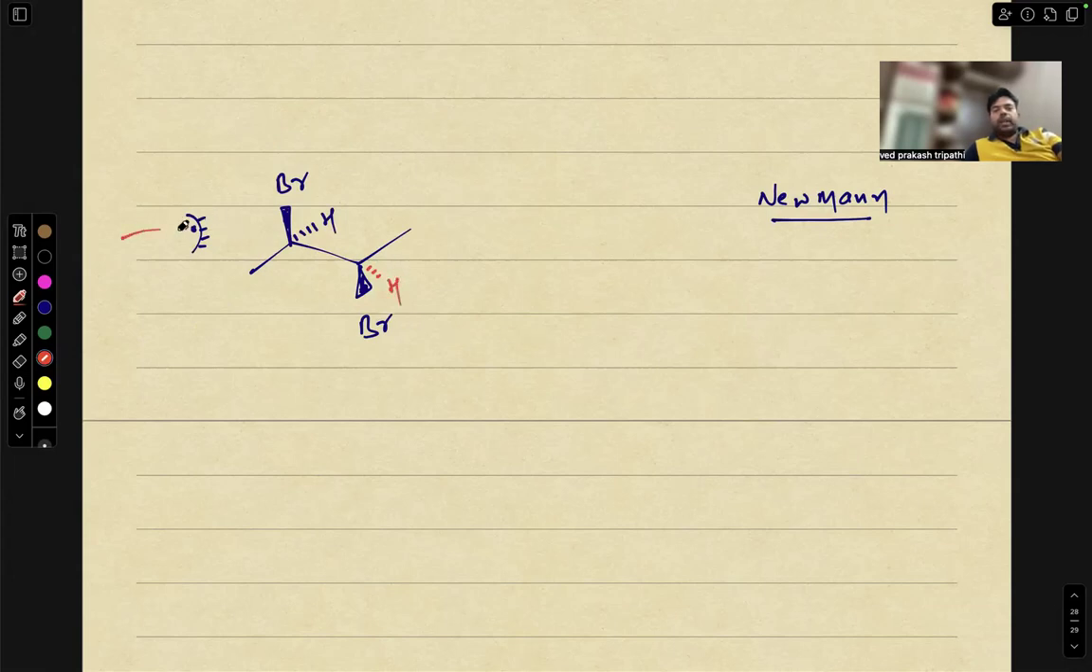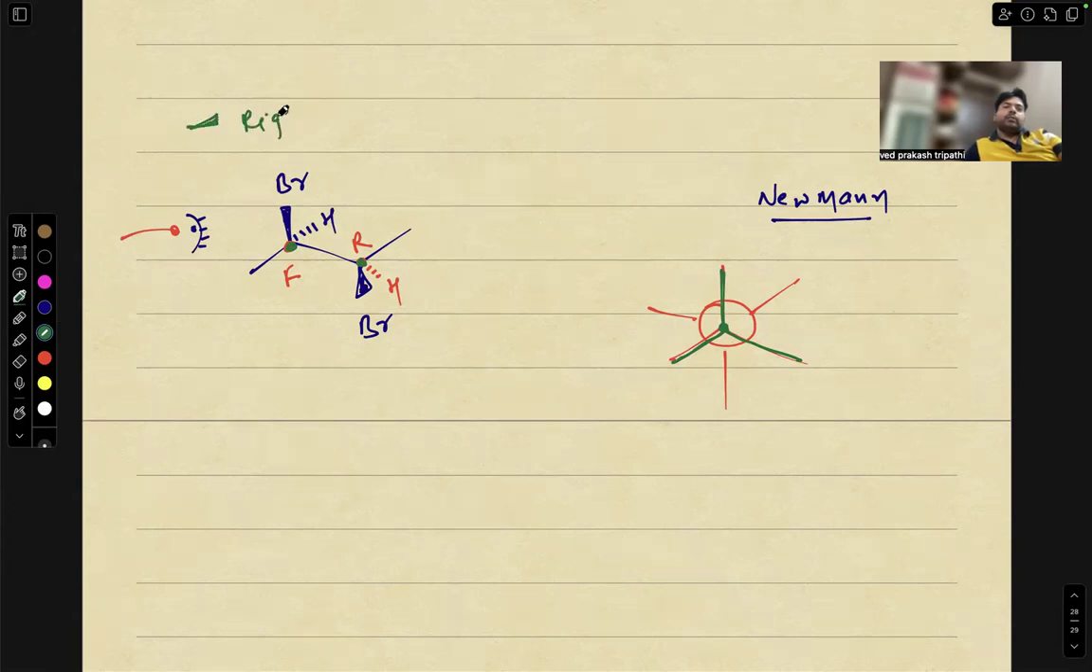So if you are looking from this angle, this should be my front carbon. And this should be my rear carbon. And Newman, you know that the groups should be like this. This is the Newman, where the dot is my front. Let me draw this in green. Dot would be my front. And the red one would be the rear one. So this would be my front. And this would be my rear. So whenever the wedge bond is there, that means right. And whenever the dash, it would be left.